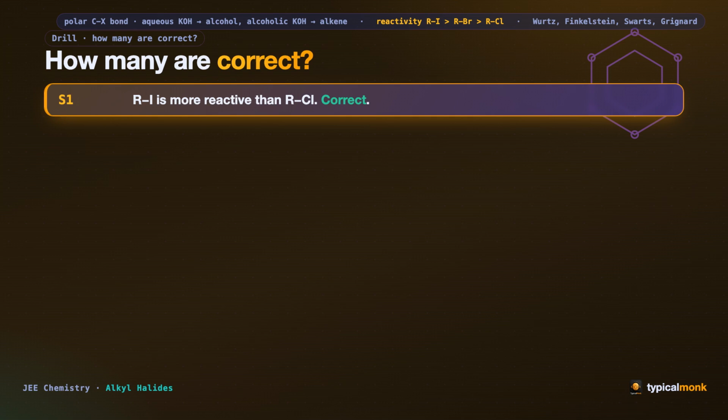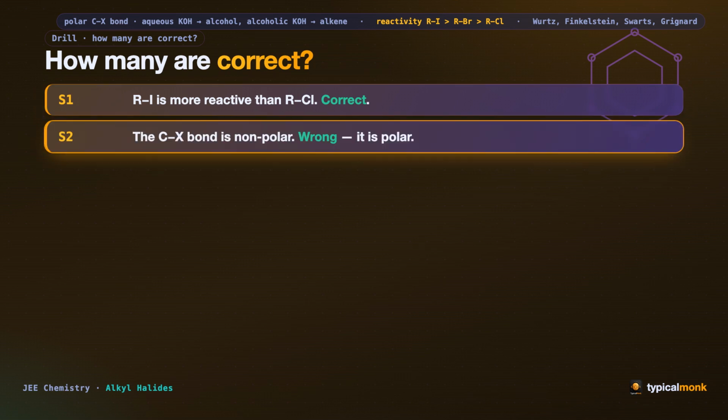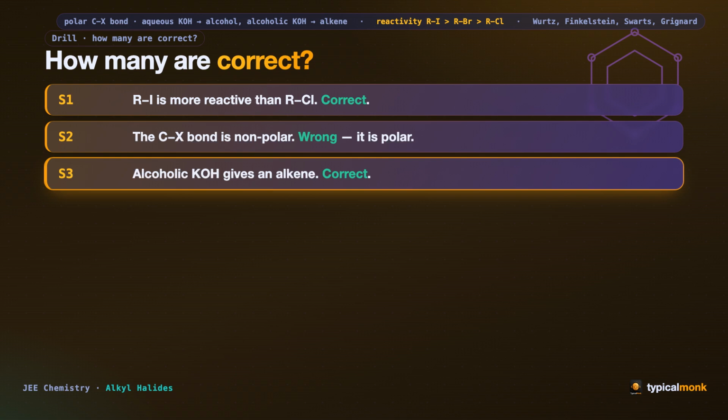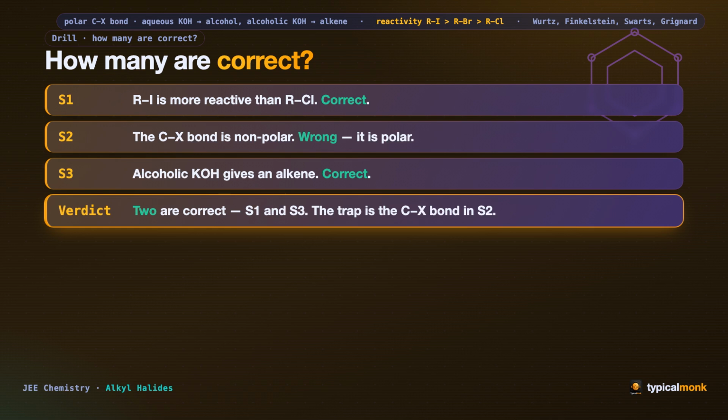Now, how many of these statements are correct? Statement 1: R-iodide is more reactive than R-chloride. Correct. Statement 2: the carbon-halogen bond is non-polar. Wrong, it is polar. Statement 3: alcoholic potassium hydroxide gives an alkene. Correct. So the answer: 2 are correct, statements 1 and 3. The trap is the carbon-halogen bond in statement 2.